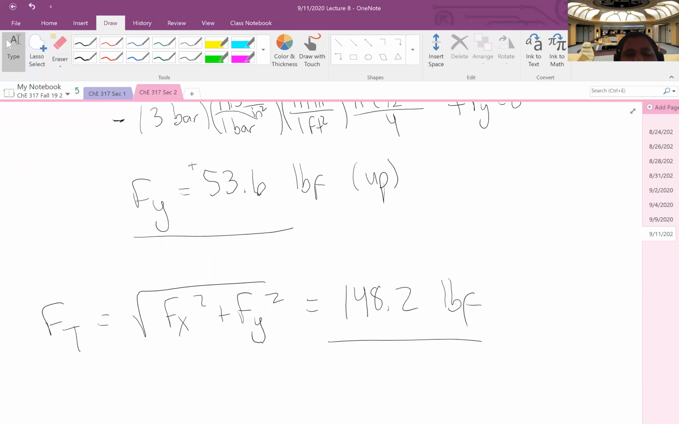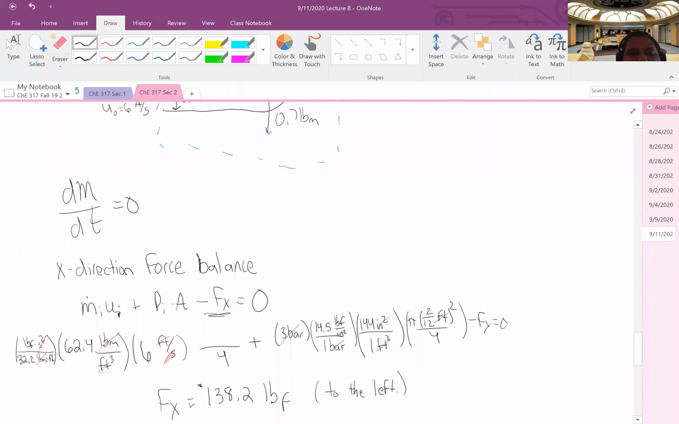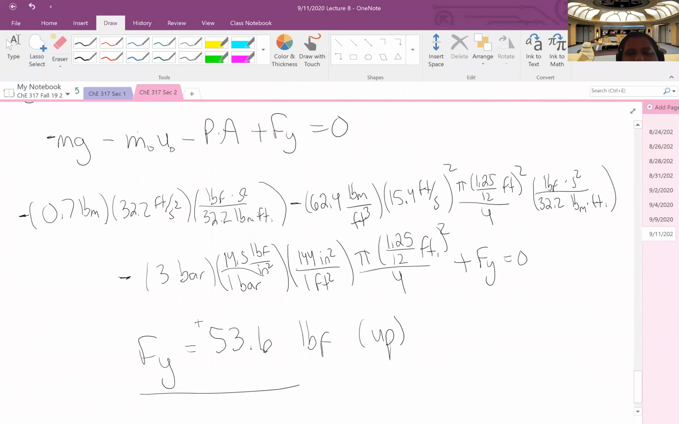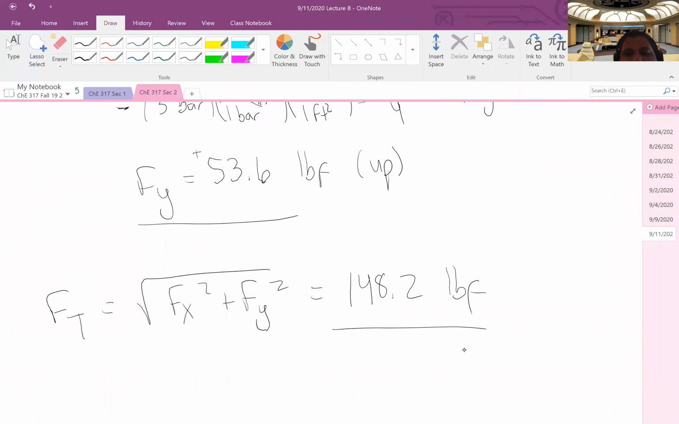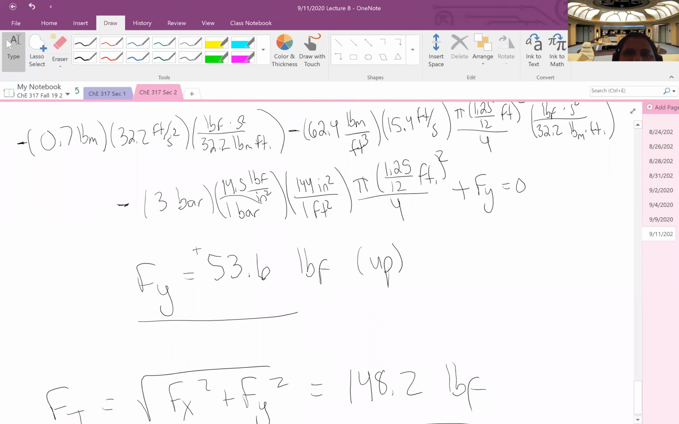Any questions on that example? You're going to have a homework problem pretty similar to this one. So it's definitely worth understanding how I was able to identify the necessary forces and do the calculations, because it is very unit heavy, it being the English units.